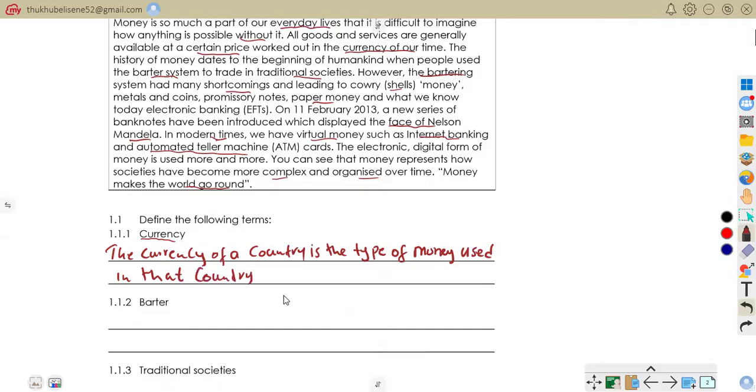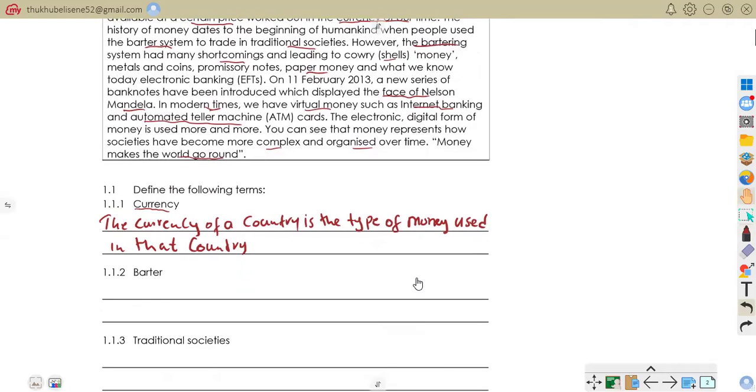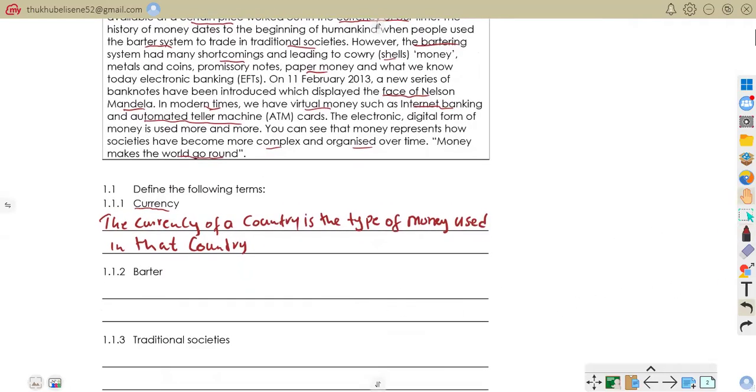So what it means is that each country uses its own official money. For example, South Africa uses what? Rand. So hope we are together on that. Let's move on. Now we are to define barter.